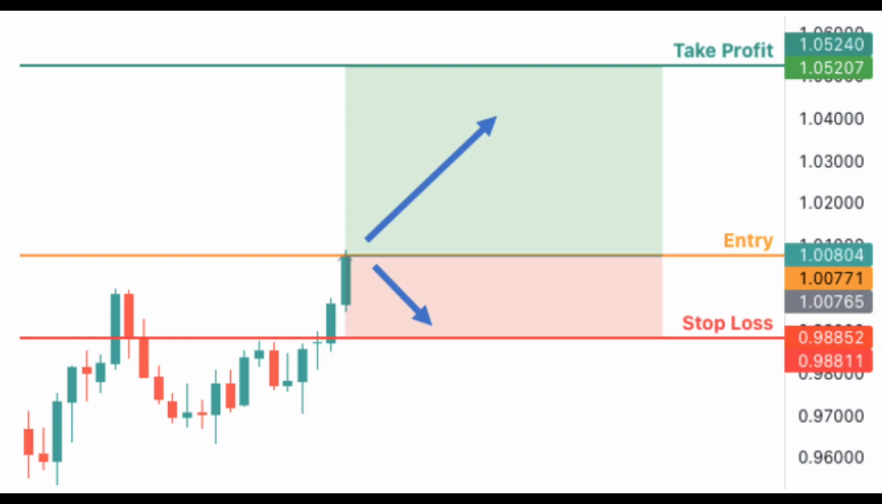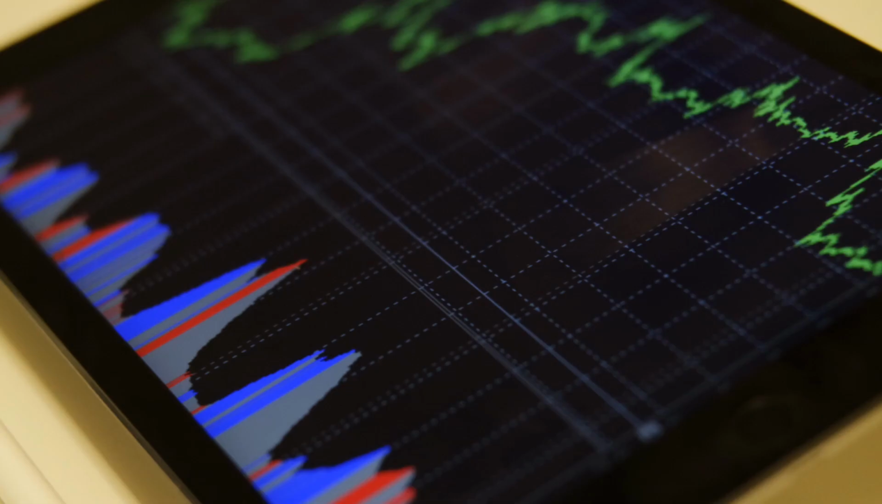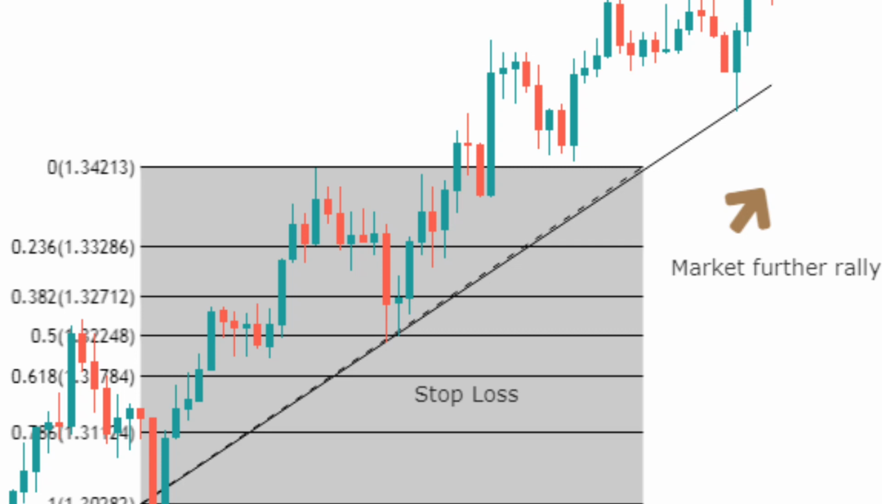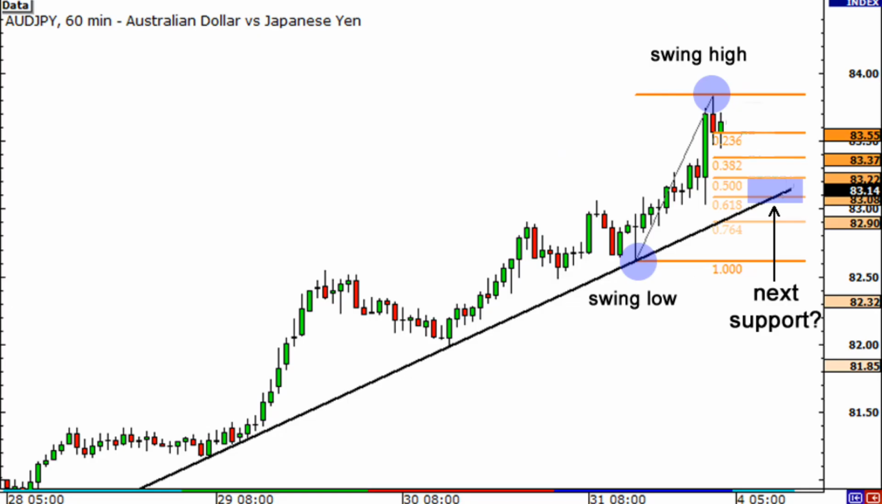Traders use the golden ratio to identify potential entry and exit points for trades, as well as to set stop-loss orders to limit potential losses. The golden ratio is often used in conjunction with other technical indicators, such as trend lines and moving averages, to confirm potential levels of support and resistance. For example, if a trend line intersects with a golden ratio level, this can provide a strong signal that the level is significant and may influence future price movements. The golden ratio can also be used to identify potential targets for price movement.